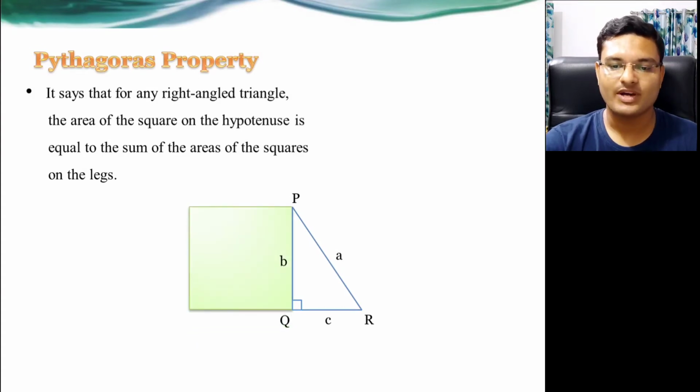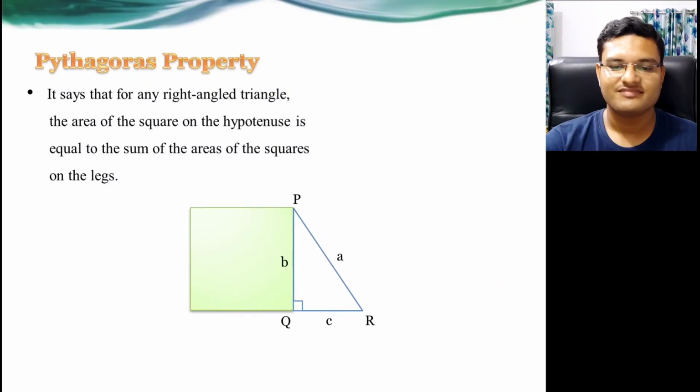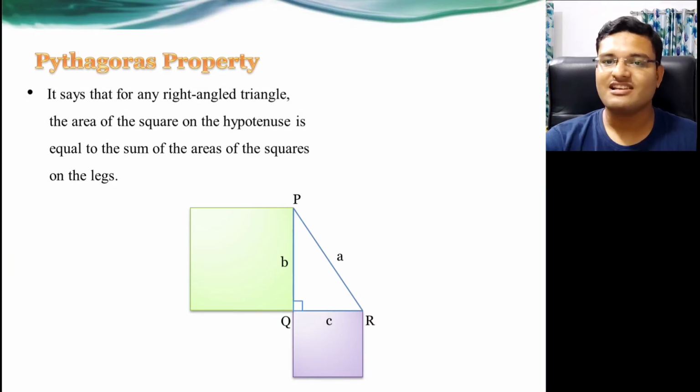Now let's draw a square like this in the figure. We can see that the square has sides of length B. Let's put that square on the leg of triangle PQR whose leg is B units long. Let us draw another square and put that square on the leg of triangle PQR whose length is C. Lastly, let us draw another square and put that on the hypotenuse of length A.